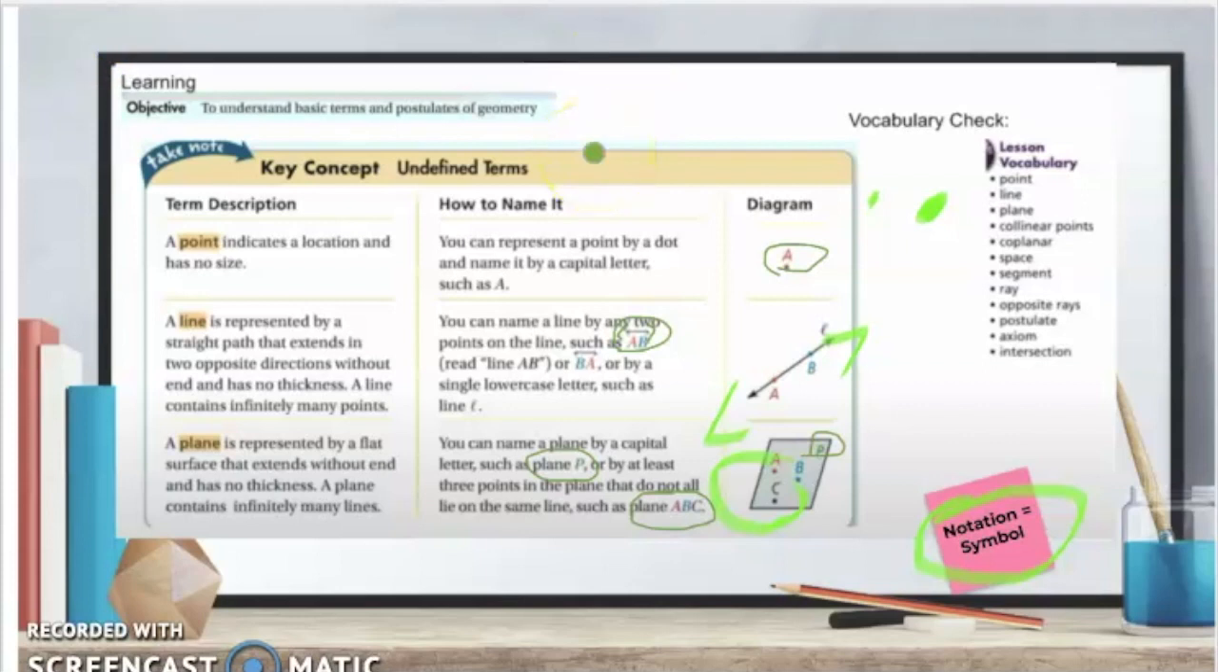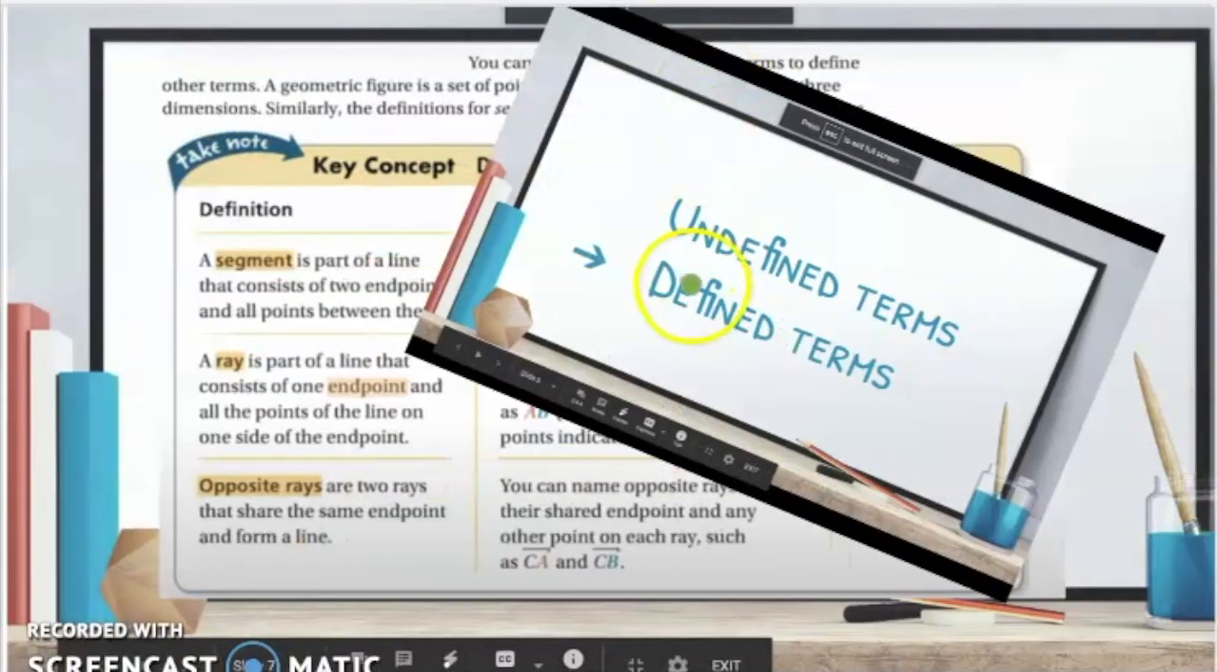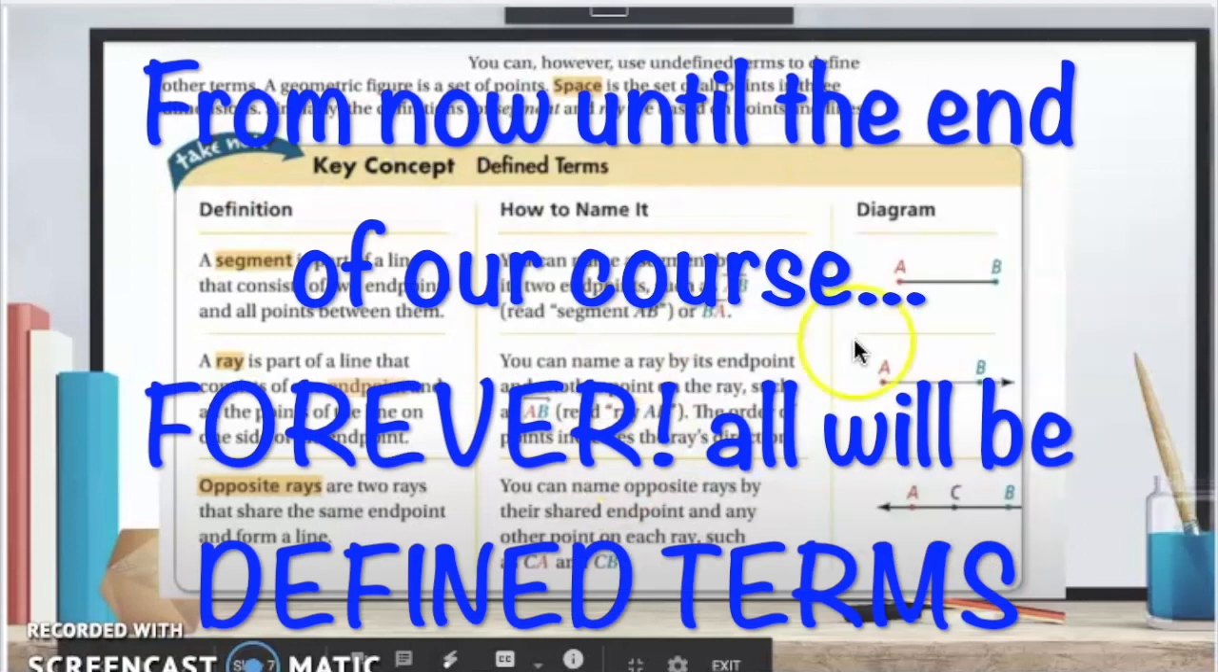We're going to use undefined terms to define terms. So defined terms are words that have definitions. The first word in defined terms, and remember from now on, all the terms are defined because we have definitions for them. We don't describe them anymore like the first three.